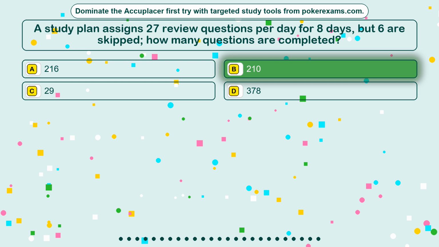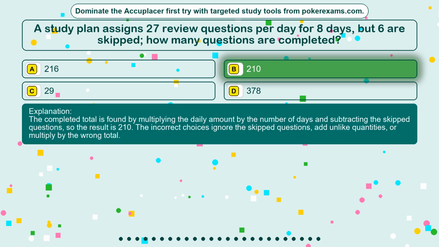The correct answer is option B, 210. The completed total is found by multiplying the daily amount by the number of days and subtracting the skipped questions, so the result is 210. The incorrect choices ignore the skipped questions, add unlike quantities, or multiply by the wrong total.